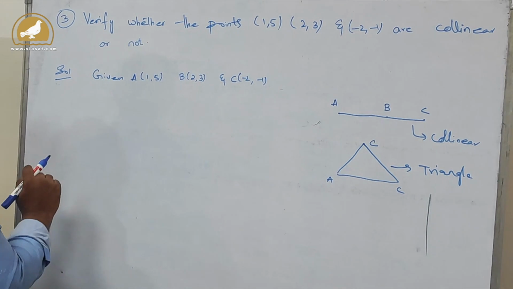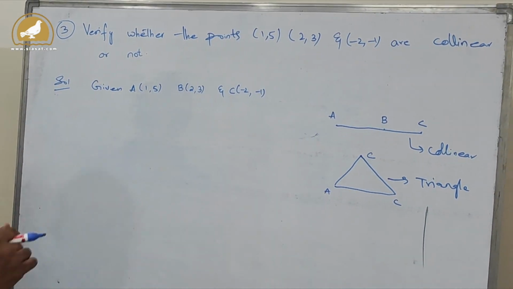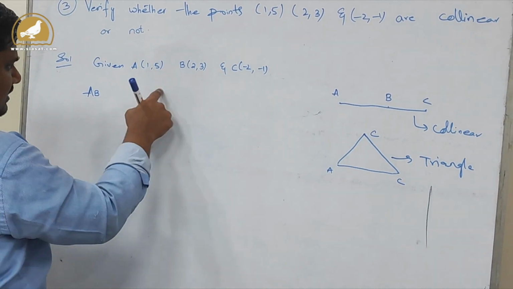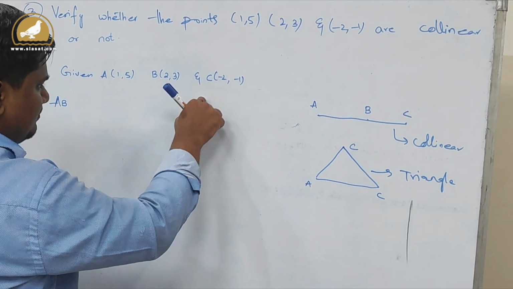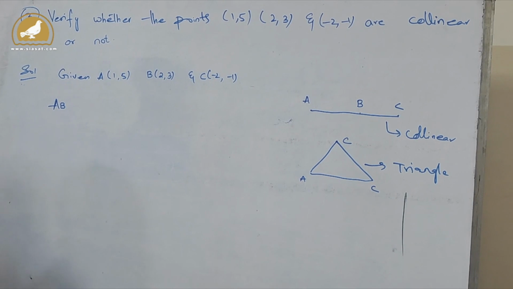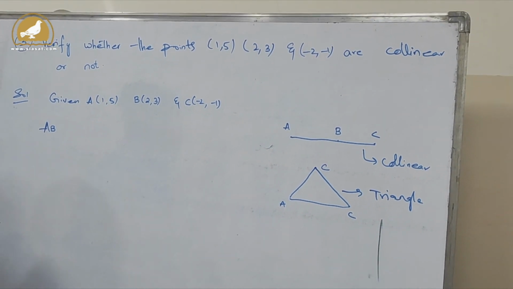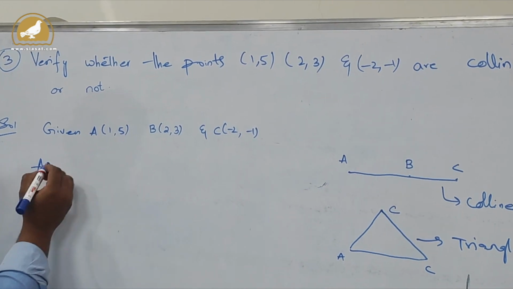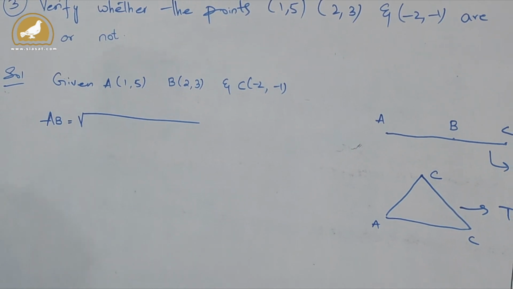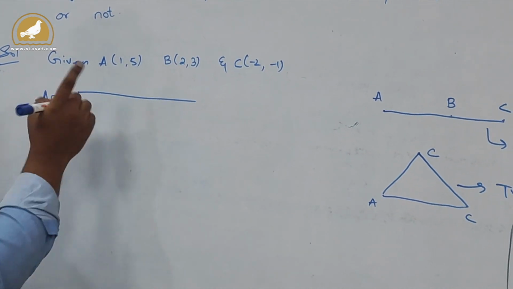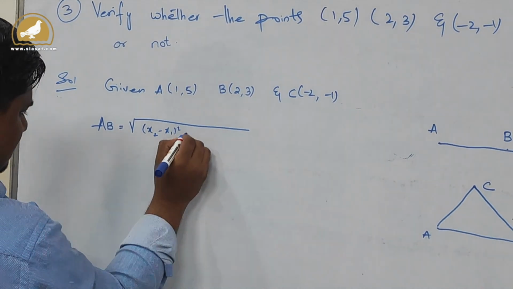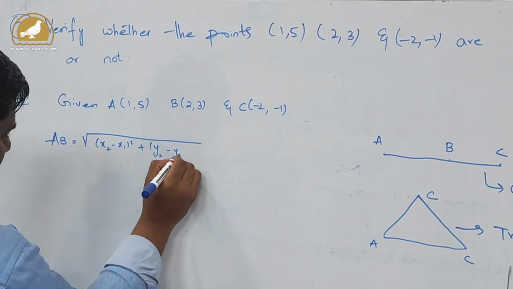To come to a conclusion, we need to first find out the distance between these points. We will calculate the distance between AB, then AC, then BC. Then we will see whether the 3 points lie on the same line or not. First we will calculate AB. The distance formula is the square root of (x2 minus x1) whole square plus (y2 minus y1) whole square.